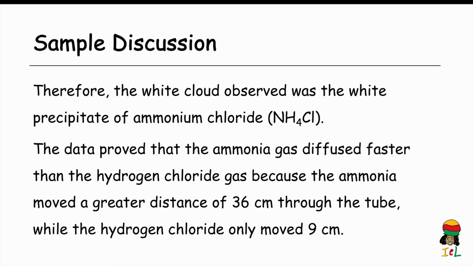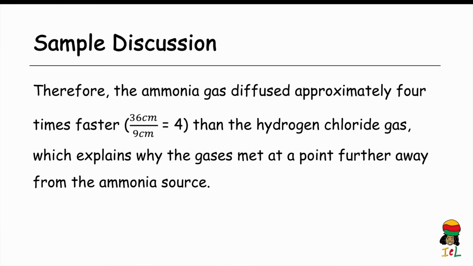The data proved that the ammonia gas diffused faster than the hydrogen chloride gas because the ammonia moved a greater distance of 36 centimeters through the tube, while the hydrogen chloride only moved 9 centimeters. Therefore, the ammonia gas diffused approximately 4 times faster than the hydrogen chloride gas, which explains why the gases met at a point further away from the ammonia source.